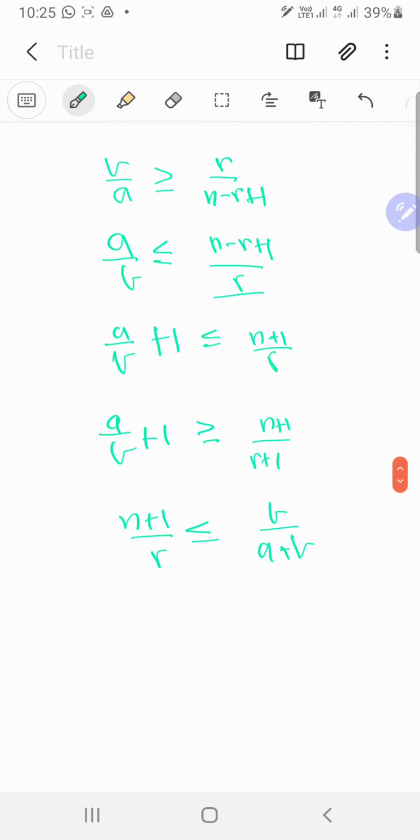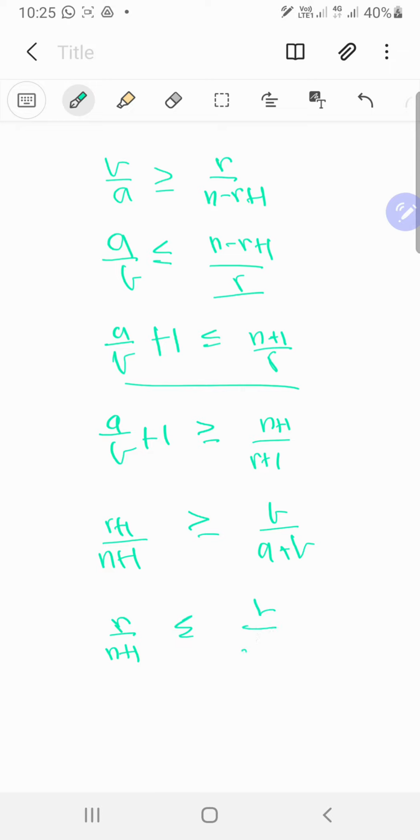Then similarly we can flip the other inequality which we got. So it's going to be (r+1) upon (n+1). Is this going to be less than or equal to or bigger than or equal to? It's going to be bigger than or equal to, because we flipped it. And then we can flip this inequality, so you will get r upon (n+1) less than or equal to b upon (a+b).